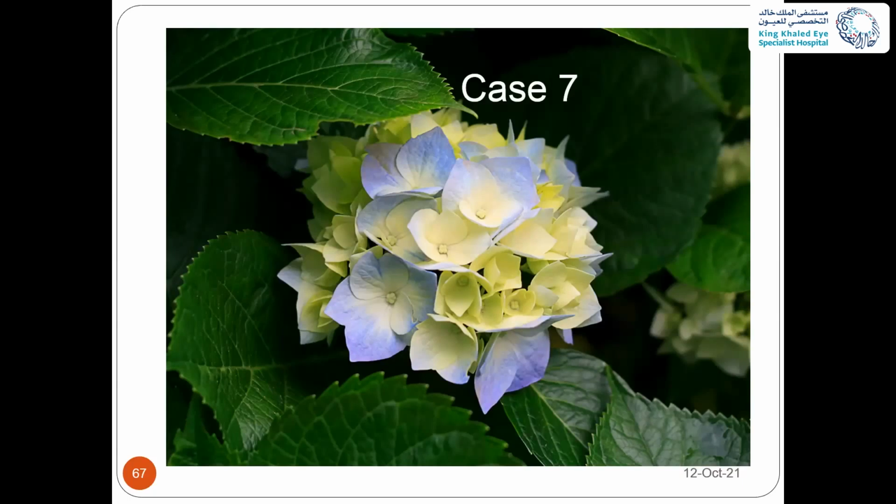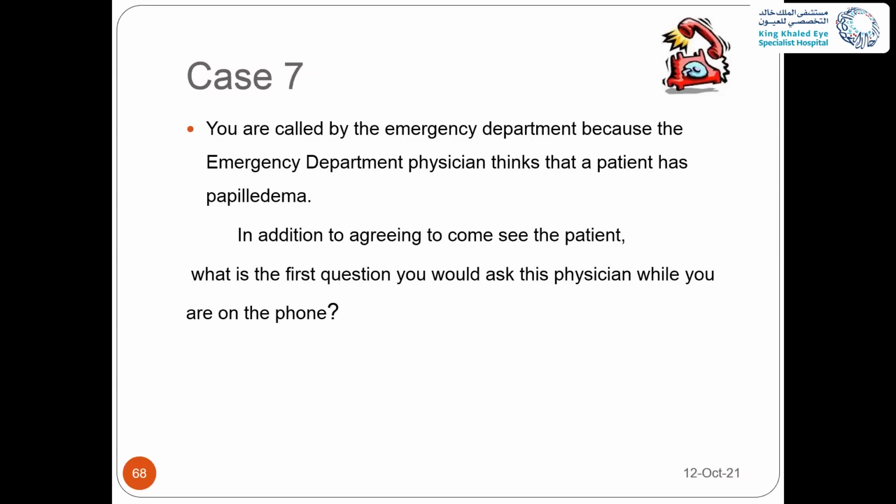So we still have cases 7, 8, and 9. Let us go for case 7. You have a call from the emergency department telling you that the physician thinks his patient has papilledema. You said that you are coming to see the patient immediately, but what is the first question you should ask the physician while you are on the phone? Think. Important question.